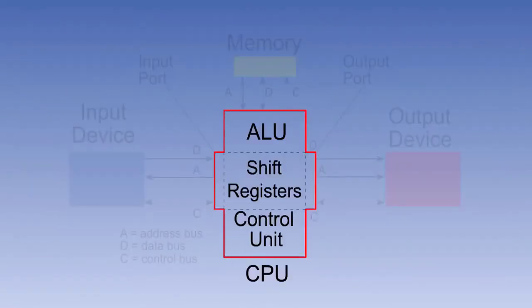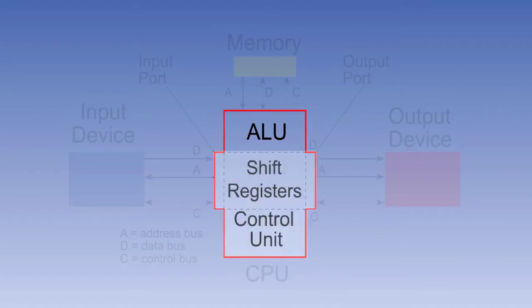The Central Processing Unit, or CPU, performs, organizes and controls all of the operations the computer can carry out. It is really the brain of the computer. The CPU consists of a number of individual components.